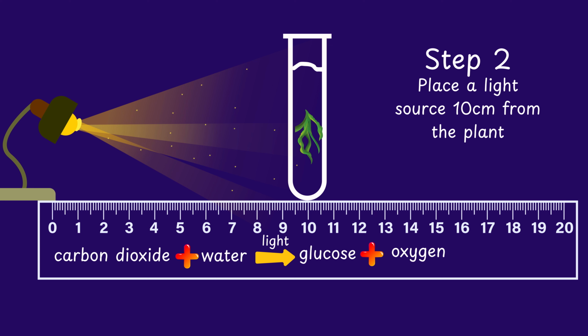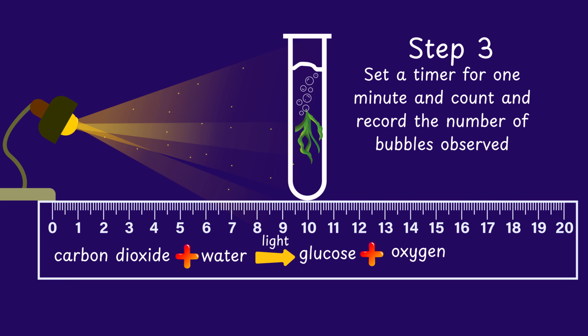Next thing that I want you to do, students, is to leave the experiment there to acclimatize to the light intensity for about 5 minutes. Step 3. Set a timer for 1 minute and count and record the number of bubbles observed. Students, remember now, the bubbles coming off is as a result of the oxygen that is produced in photosynthesis. This is what we're using to measure the rate of photosynthesis.